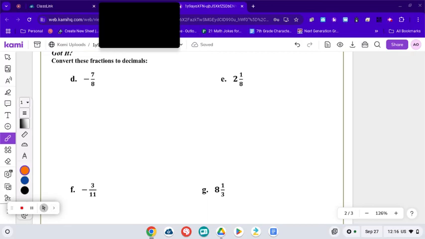Okay, so hopefully you typed in a negative sign with a fraction, 7/8. This should be negative 0.875. Next one should be 2.125.